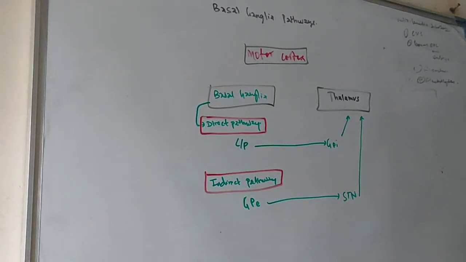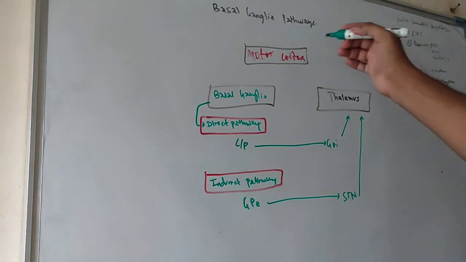So today we'll be dealing with the basal ganglia pathways, their clinical significance in Parkinson's disease and in cases of something like hemiballismus. Before going into the basal ganglia pathways, first we have to understand how the basal ganglia plays its action during muscle or motor movement.